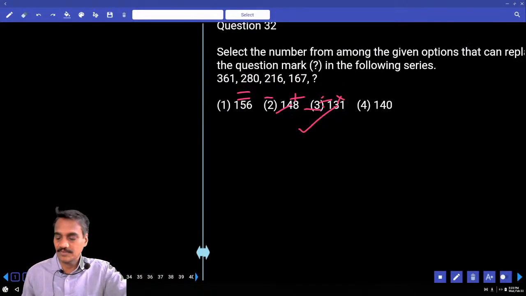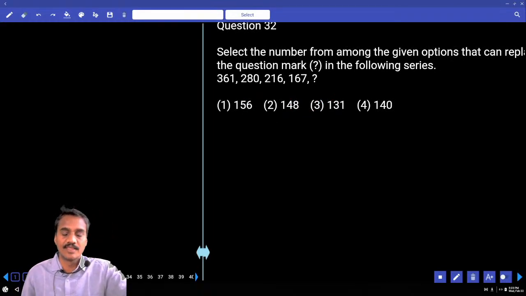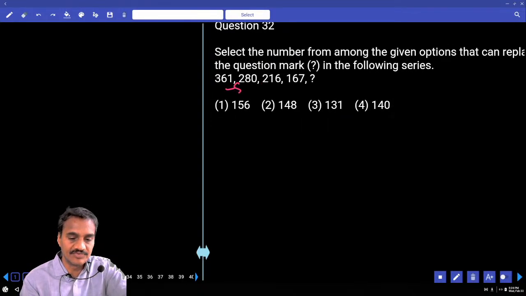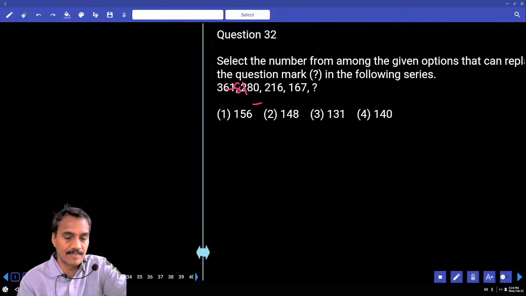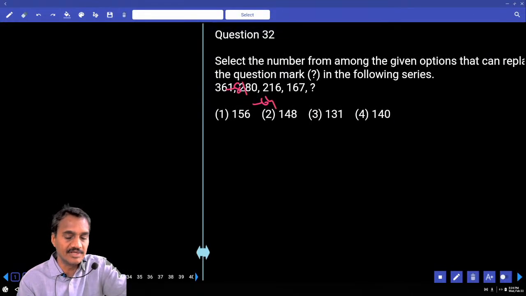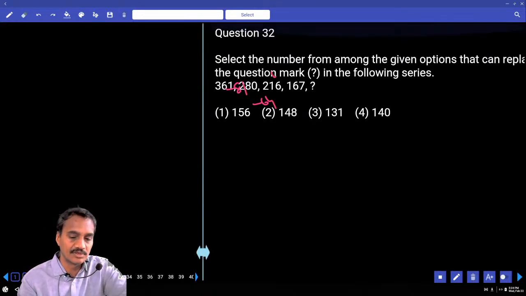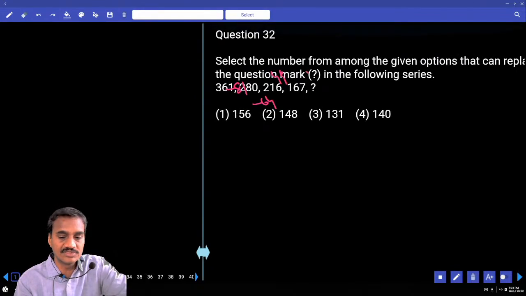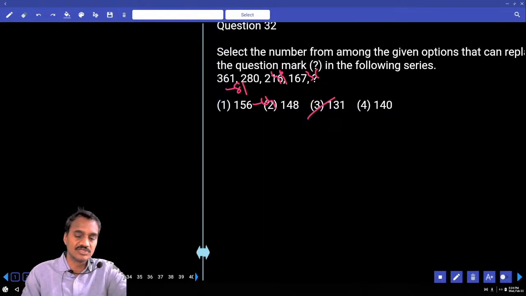Then 32nd. Now it is based on number series. Now here what is the difference between these two, 361 and 280? The difference is minus 81. Next, 280 and 216, minus 64. 81 and 64 are squares, 9 square, 8 square. Now this is 7 square, and next one must be 6 square. 7 square minus 6 square, what is the difference we have? 49 minus 36, that is 13.